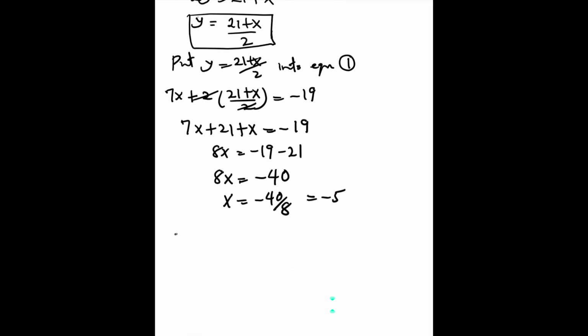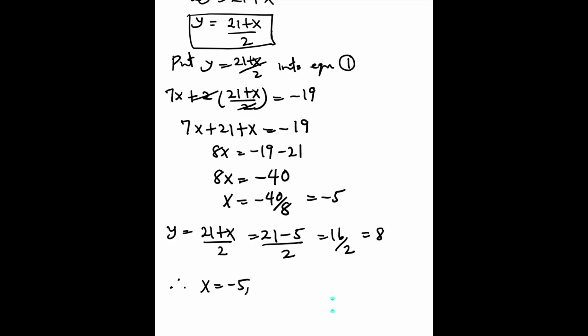Okay, we already know that y is equal to 21 plus x over 2. So we are going to substitute into y now. We are going to substitute minus 5 for x. So that will be equal to 21 minus 5 over 2. And 21 minus 5 is 16. So that will be 16 over 2 equals 8. So from this equation, we get that x is equal to minus 5 and y is equal to 8.